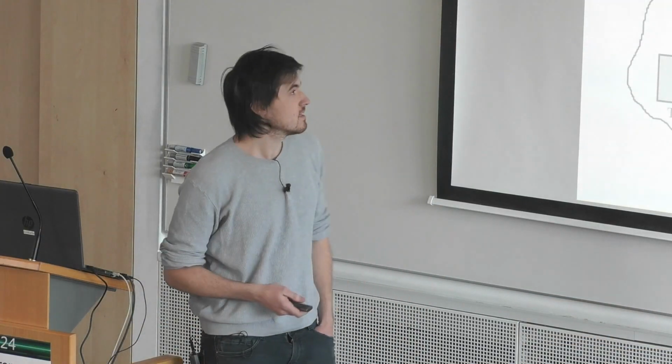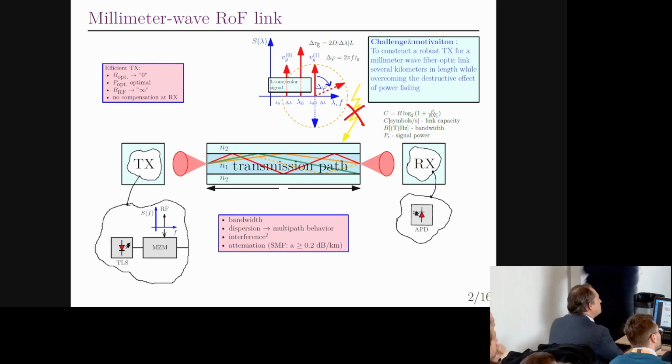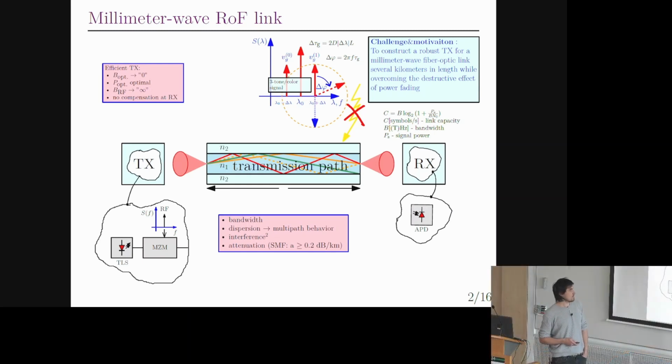So basically, from the telecommunications point of view, we would like to transmit as much data per unit time as possible, and to achieve this, we have to have a good transmitter, and the transmission path as well plays an important role in this, and a receiver as well.